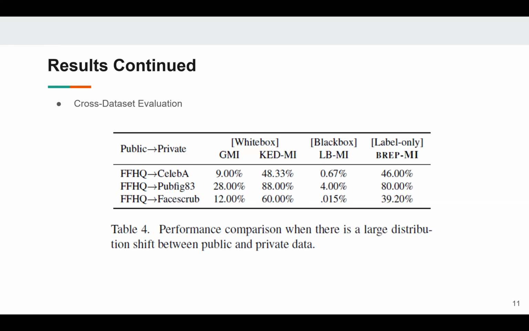To investigate this scenario, they experiment using the FFHQ dataset. This is shown in table 4, where we can see that the accuracy indeed decreases significantly for the Celeb A dataset when we utilize FFHQ as our public dataset. Interestingly, the attack accuracy for Bugfig 83 and FaceScript datasets increases. One key takeaway from this experiment is that having a large, diverse public data for inputting a distributional prior is crucial for the attack performance of model inversion.